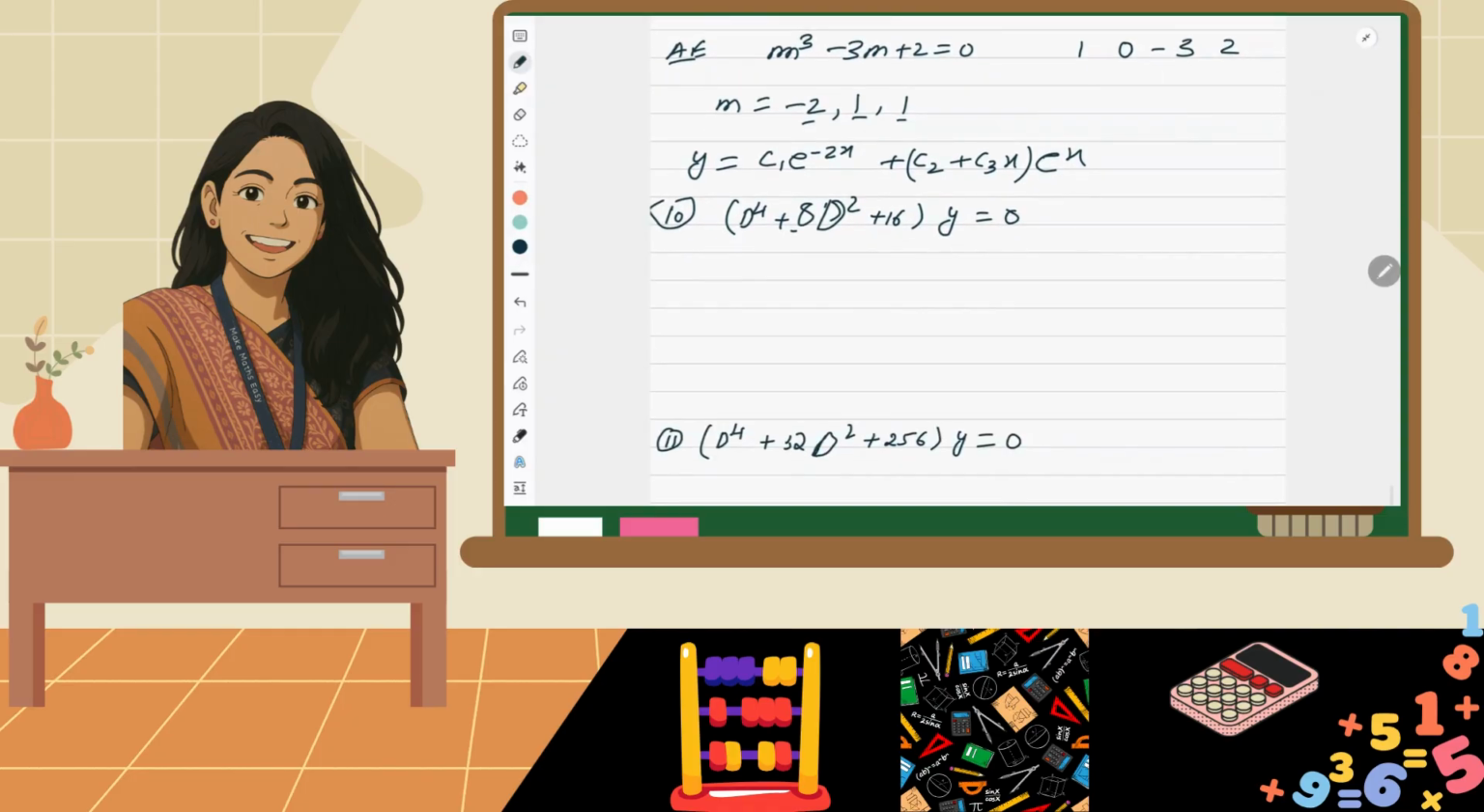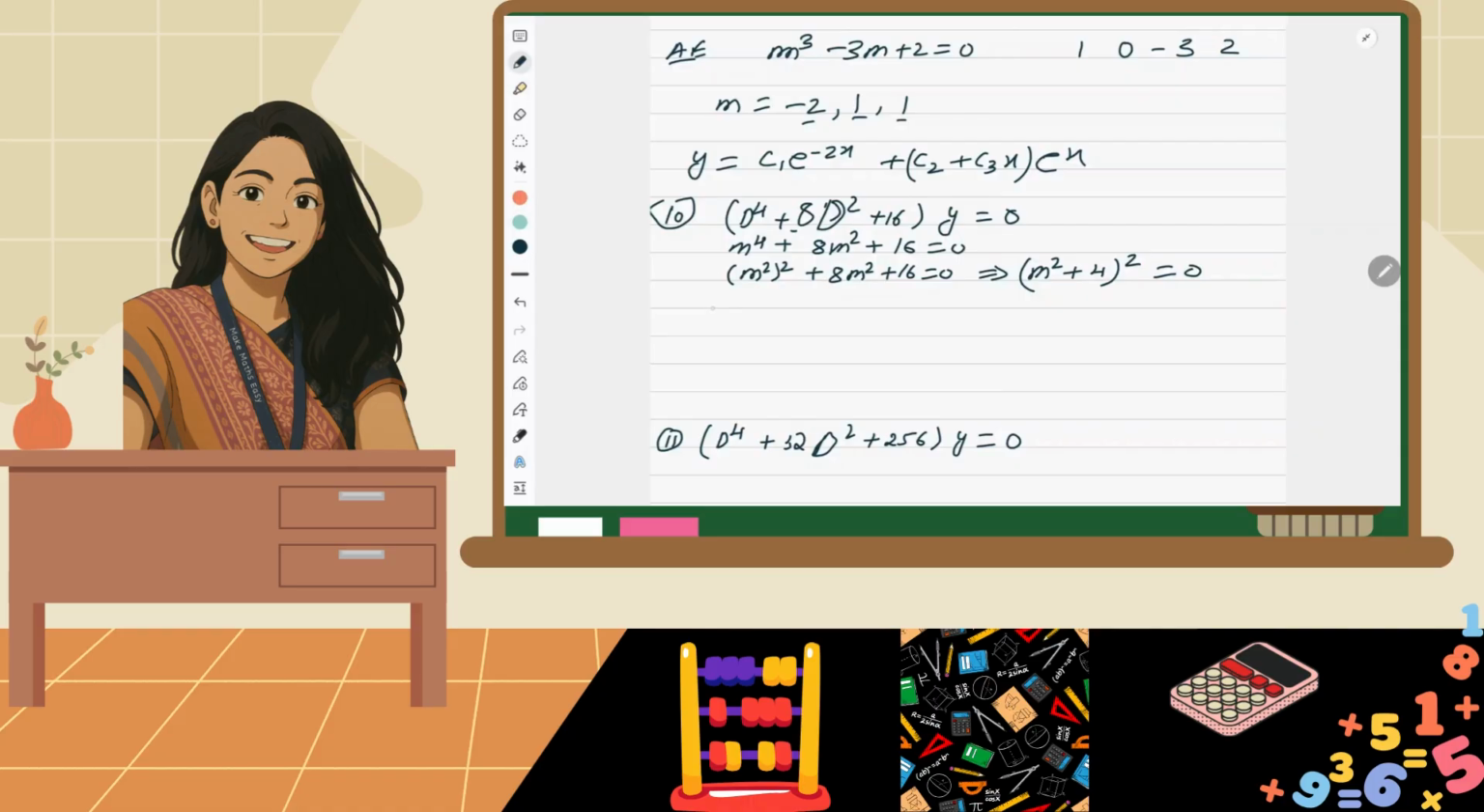Let's move to the next question. Now this question, if you observe, is 4th degree. So obviously you can put it in the calculator. What is my auxiliary equation? m to the power 4 plus 8m square plus 16 is equal to 0. If you don't want to use the calculator, it is m square whole square plus 8m square plus 16 is equal to 0, which implies it is m square plus 4 whole square, right, is equal to 0.